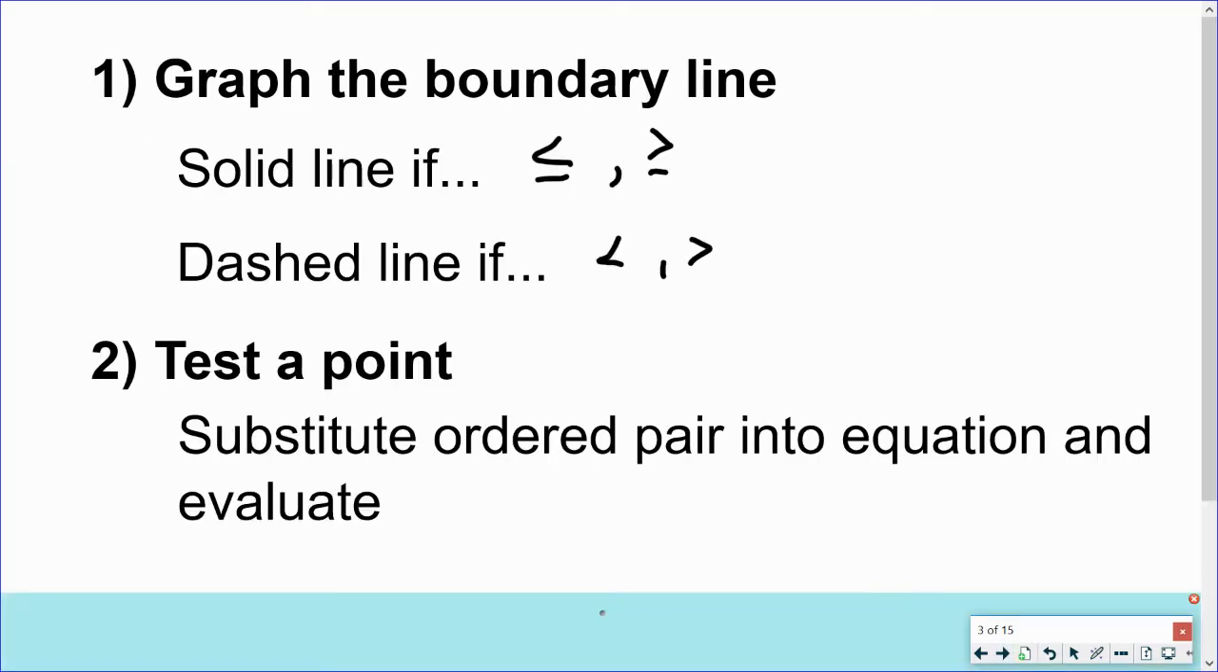So, when we talk about the boundary line, it's solid if it has part of an equal sign. So if it's less than or equal to or greater than or equal to, it's going to be a solid line. It's dashed if it's less than or greater than. And then we're going to worry about a test point. And I'll show you how to do this when we graph this here in this example.